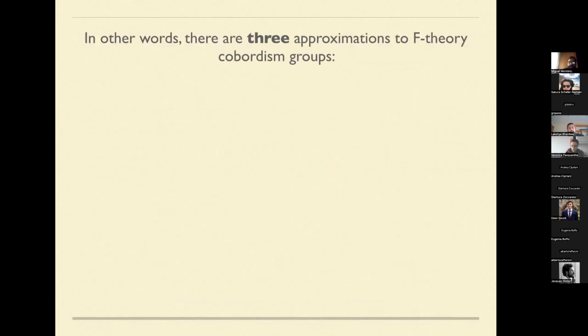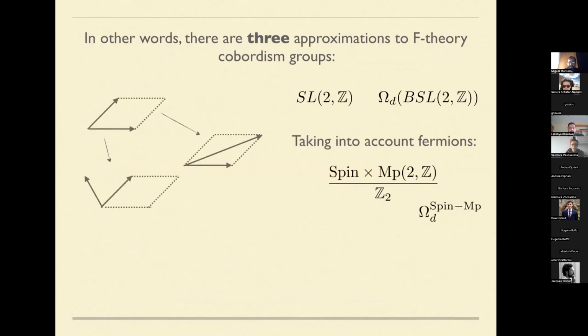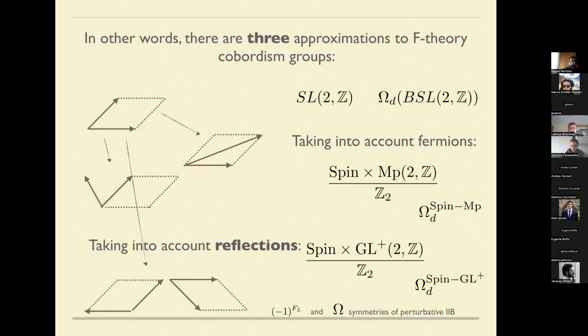So you could say there are 3 approximations to the duality group. One of them just forgets about the spin structure and stuff, which we actually computed, but just as a warm-up, so to say. It's not very interesting. You can take into account the fermions, forgetting about reflections. This is actually a physically interesting thing to do. You're just saying that you're not going to consider identifolds. And finally, you can take everything into account. And this gives 3 different classes of cobordism groups, which we denoted like this.